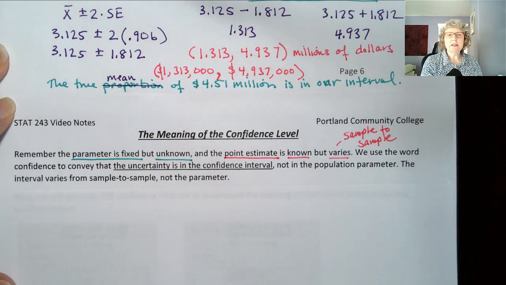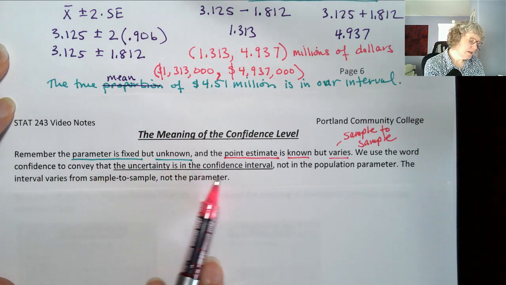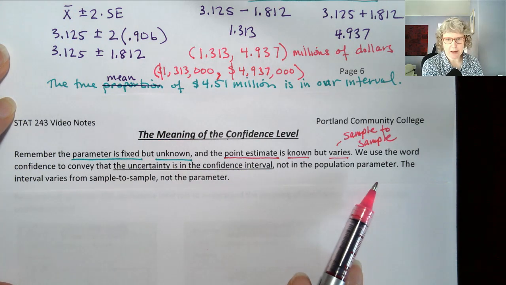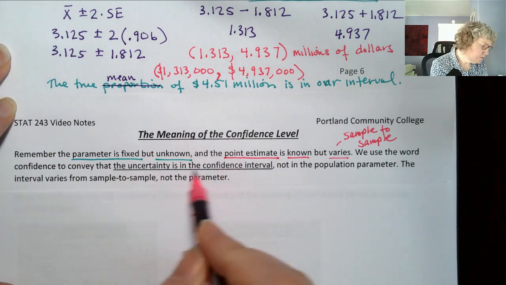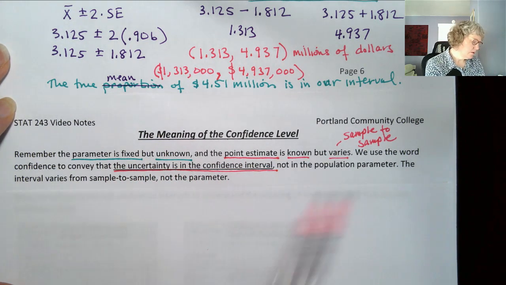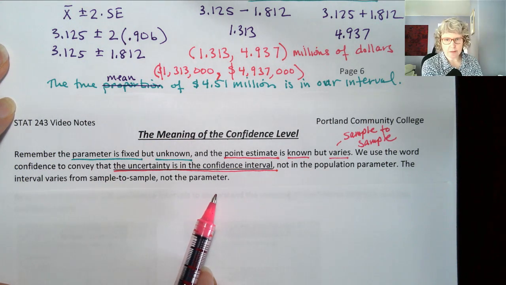So instead of using something like probability, we use the word confidence to convey that the uncertainty is in the confidence interval, not in the population parameter. So the interval is what's moving around. The interval varies from sample to sample, not the parameter.